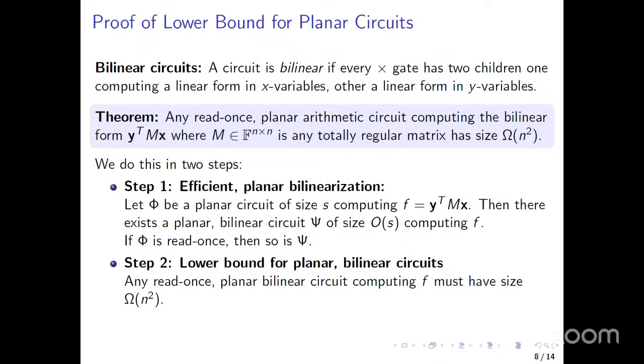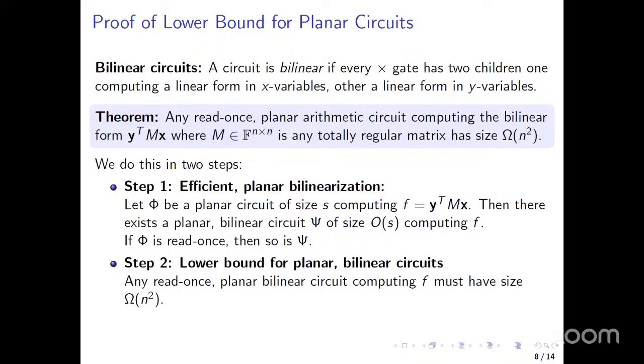So what is efficient bilinearization? Suppose you start with a planar circuit that computes a bilinear form and it has size S. Then with constant blow up in size, you can construct an equivalent circuit that computes the same polynomial but is also bilinear. That is, every product gate multiplies a linear form in X with a linear form in Y. So there is only constant blow up in size here.